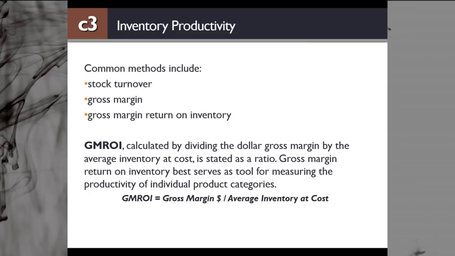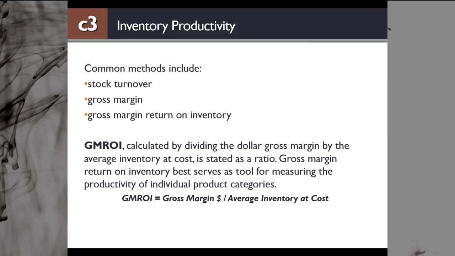Gross margin return on inventory best serves as a tool for measuring the productivity of individual product categories. So there is a formula to calculate this, and I'll tell you what that means. For GMROI, you have to know the gross margin dollar and the average inventory at cost, so how much inventory you have. If you have a higher GMROI, then you have more return on your gross margin.